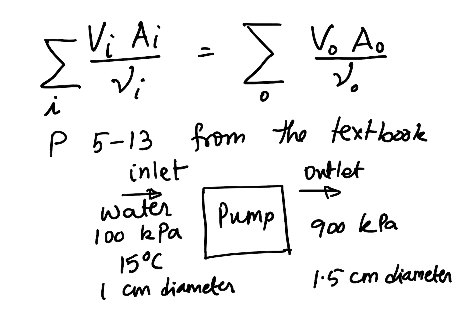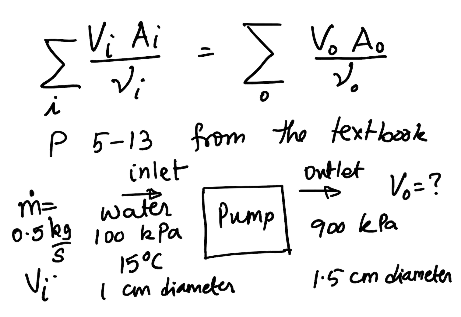Now what we need to determine is the velocity of water at the inlet and outlet when the mass flow rate through the pump is 0.5 kilograms per second. So we do know that the mass flow rate is given to be 0.5 kilogram per second, and we need to determine the velocity of the water at the inlet and the velocity of the water at the outlet. That's what we need to calculate.